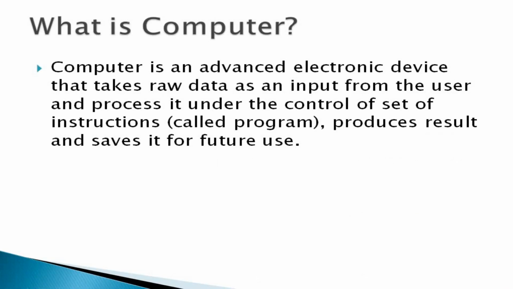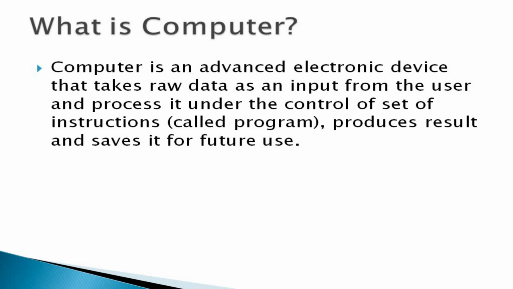So first of all, a very basic definition: what is the computer? Computer is an advanced electronic device that takes raw data as an input from the user and processes it under the control of a set of instructions, which is also known as a program, produces results and saves it for future use.